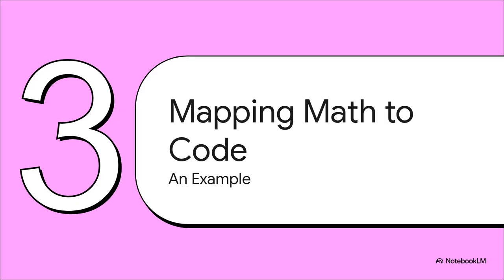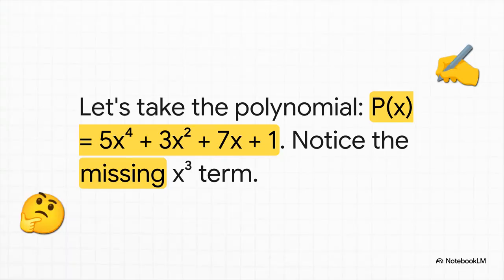All right, let's make this crystal clear. We're going to see this principle in action with a real example. Let's map a polynomial, piece by piece, directly into its array form. Here is our polynomial: 5x to the fourth plus 3x squared plus 7x plus 1. Now pay attention here. Notice it's missing an x cubed term. That's actually pretty important, as you'll see. So let's break this thing down.